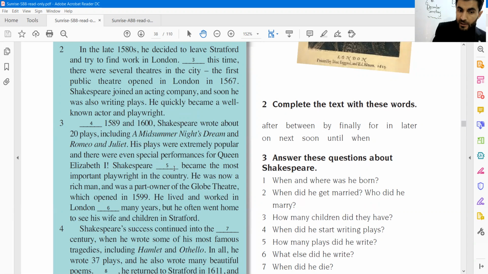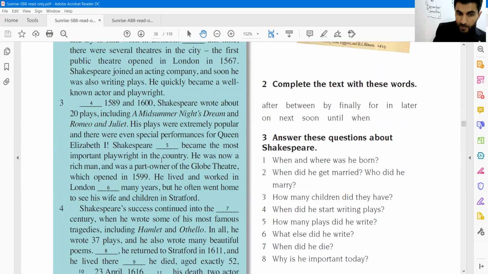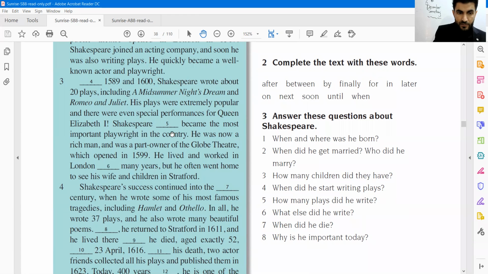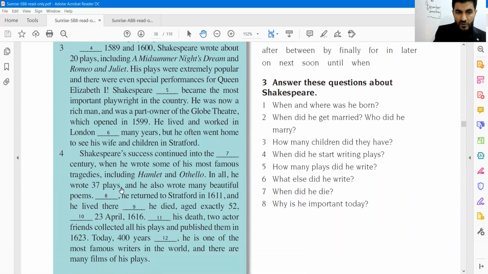Shakespeare soon became the most important playwright in the country. He was now a rich man and was a part owner of the Globe Theatre, which opened in 1599. He lived and worked in London for many years, but he often went home to his wife and children in Stratford.